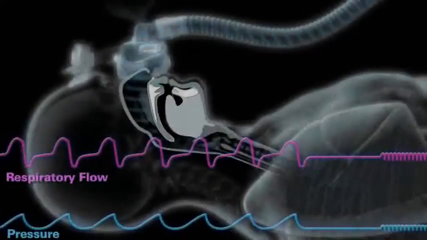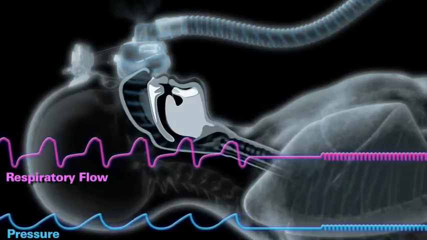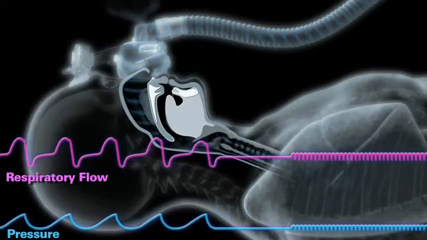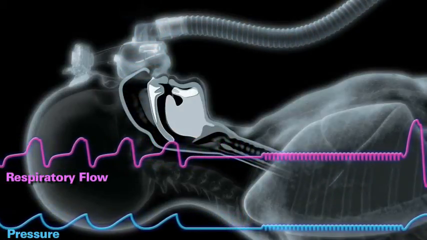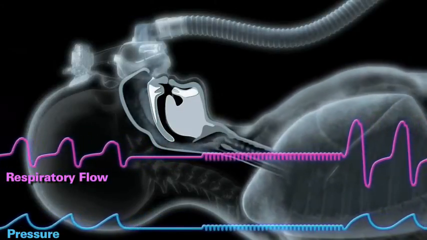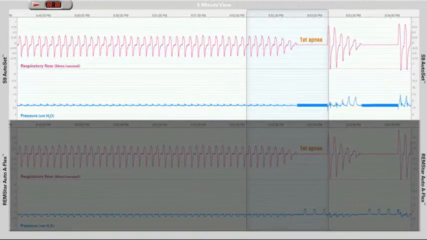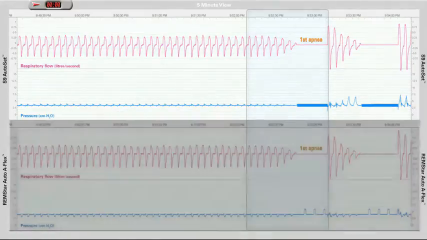However, if the airway is open, there are much smaller fluctuations in mask pressure and there will be a relatively large flow response. Recognizing this as a central apnea, the device will not increase treatment pressure. In this instance, the S9 AutoSet detects that the apnea is obstructive.